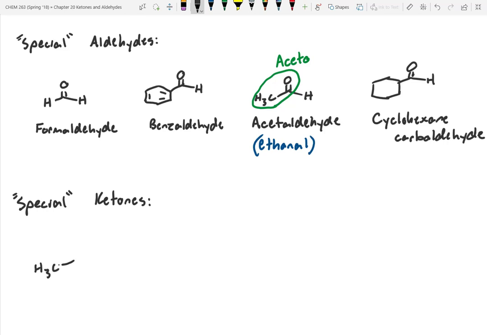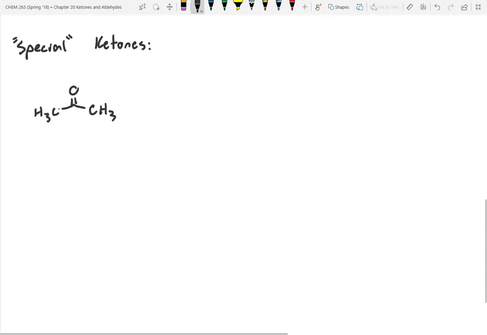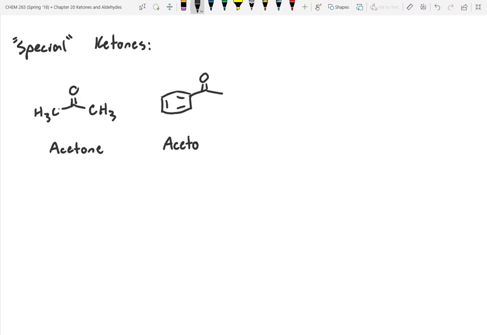First one you should know, at least I hope you do. What's this one called? Acetone. We use it to clean glassware, right? Found in nail polish remover, at least some of them. Some of them have ethyl acetate in there, but a lot of them still have acetone. The next one is one that we covered last term. What's this one called? Acetophenone.